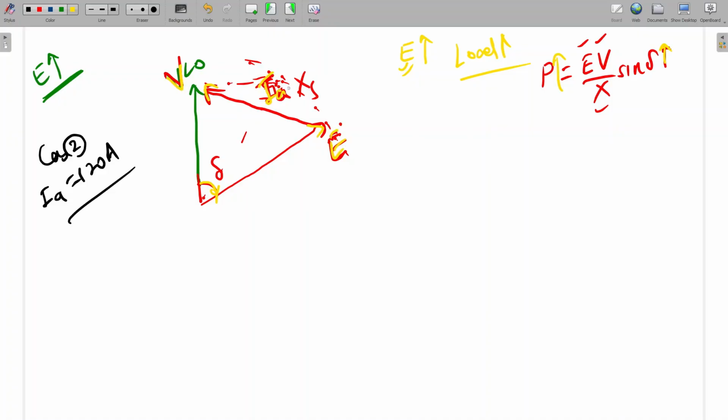And IA in the second case is 120 ampere. So is this diagram clear to all? Phasor diagram, is it clear? Case 2 diagram.